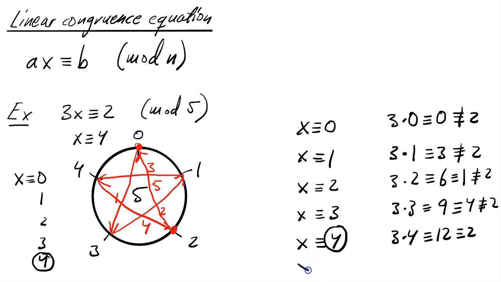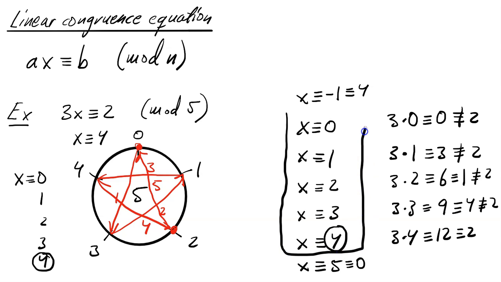And then we don't need to test anymore, because 5, for example, is the same as 0 in mod 5. Also, we don't need to test on the negative side, -1. That's the same as 4 in mod 5. So we only need to test these, and then we have found all solutions. So all solutions to this equation are these.